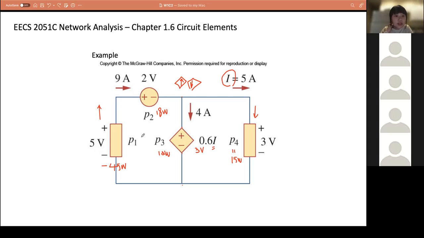How are you solving with 0.6i? Or how to solve with it?